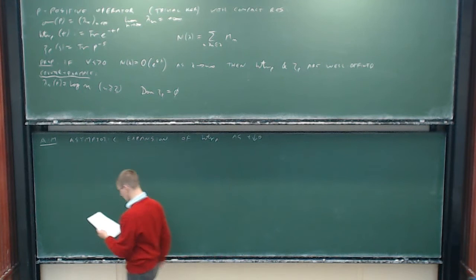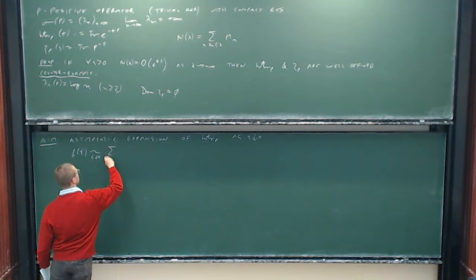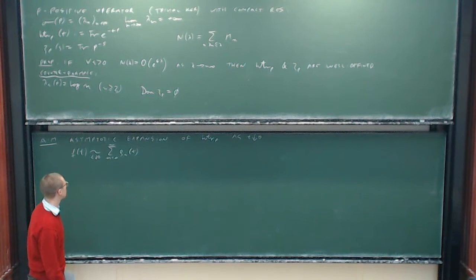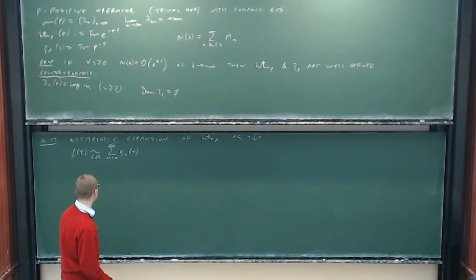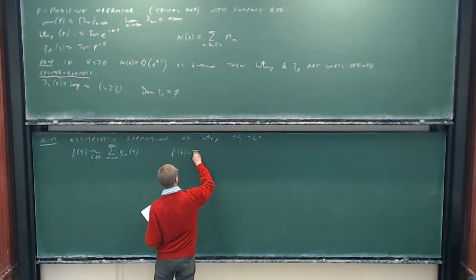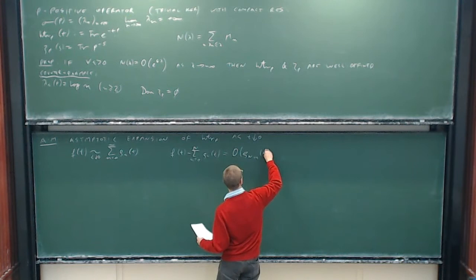So just a short reminder to fix the notation. I will use this symbol, and a series of rho n of t. This means that this function has an asymptotic expansion as t tends to zero. This is a formal series, and it may have zero radius of convergence. These are called the asymptotic scale. The definition of an asymptotic expansion is that f of t minus the sum up to rho n of t should be O of rho n plus 1 of t. It's just to remind you.